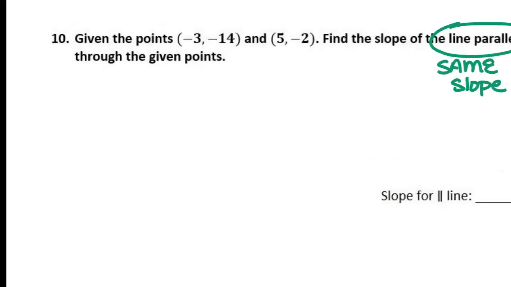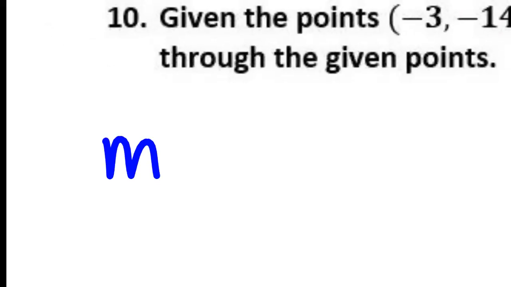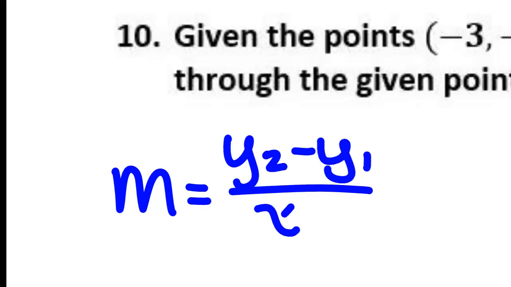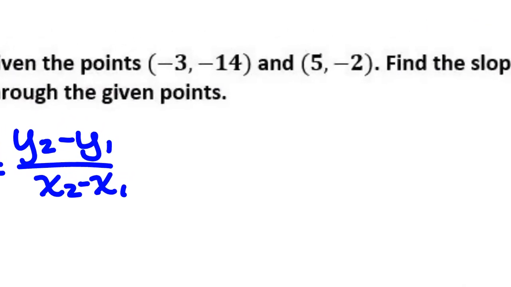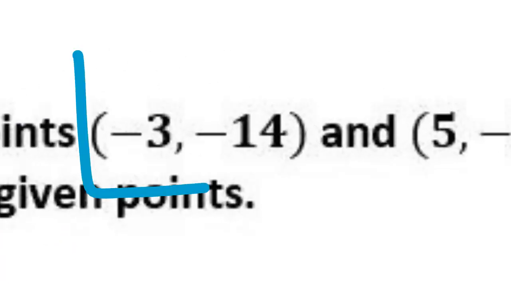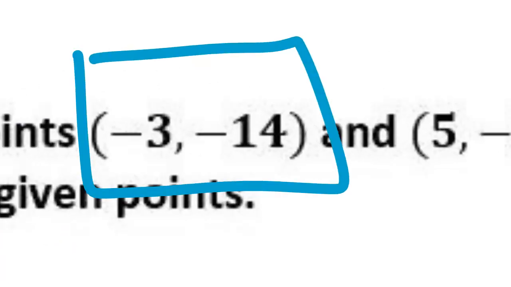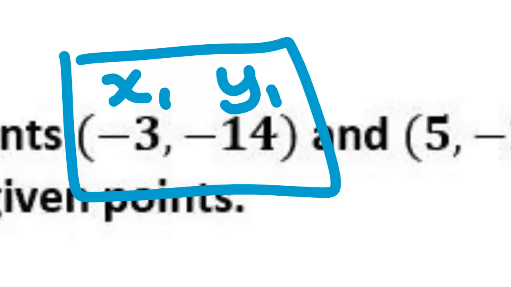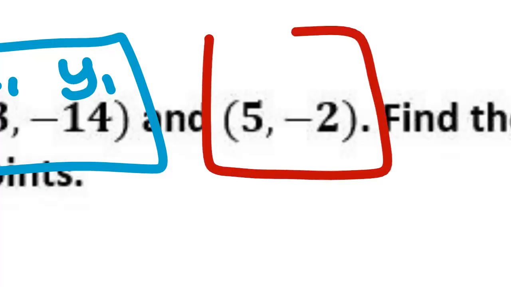So the first thing I need to do is find the slope through these points. Slope is y2 minus y1 over x2 minus x1. You will get that formula on the test. In an ordered pair, we have x's and y's. So I pick one of my points to be x1, y1, and then the other point would be my x2, y2.